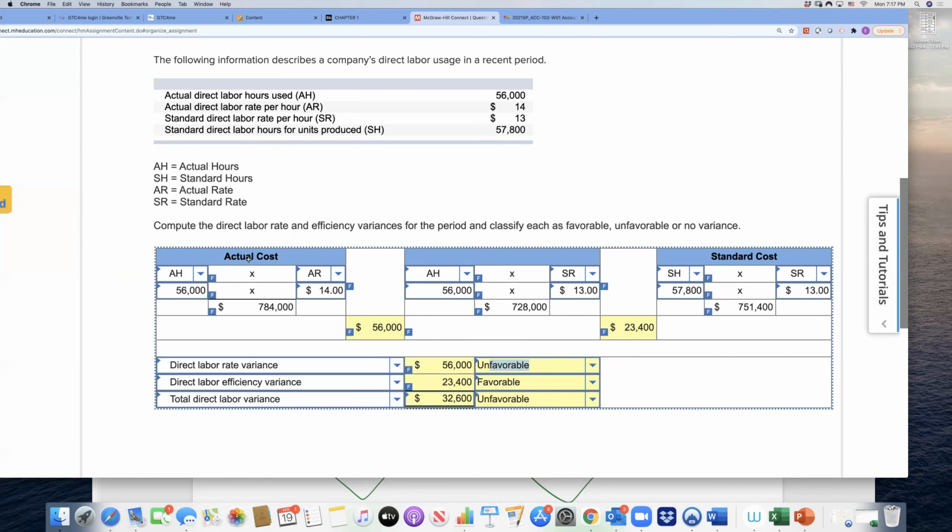The total variance is the actual column compared to the flex column or the standard column, and you can see the 32.6. Again, you could have just taken 784 compared to the 751,400, or you could have said one variance is favorable, the other one's unfavorable, so they offset each other. The unfavorable variance is bigger, so the difference between the two means this difference is unfavorable. 2 ways to get to the total. All right, I'm going to stop there, and then I'll look at your last 2 questions.